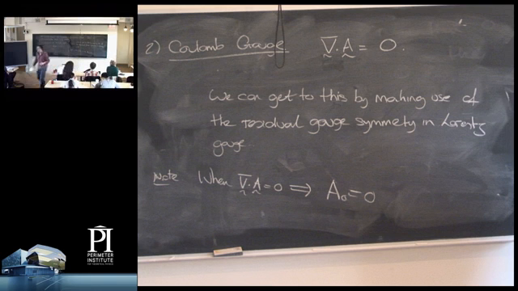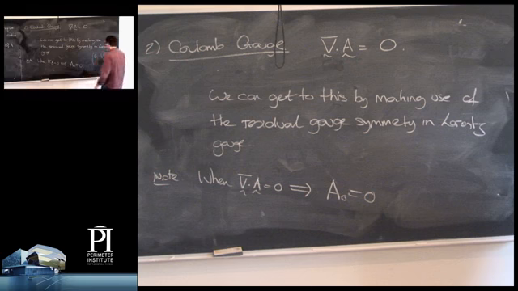Why are you choosing A0 equals 0? Oh, I'm not choosing it, but this is an implication of choosing this gauge. If I do this, remember I have this equation, A0 is equal to the integral of grad dot A over x minus x prime. So I'm just plugging into this.